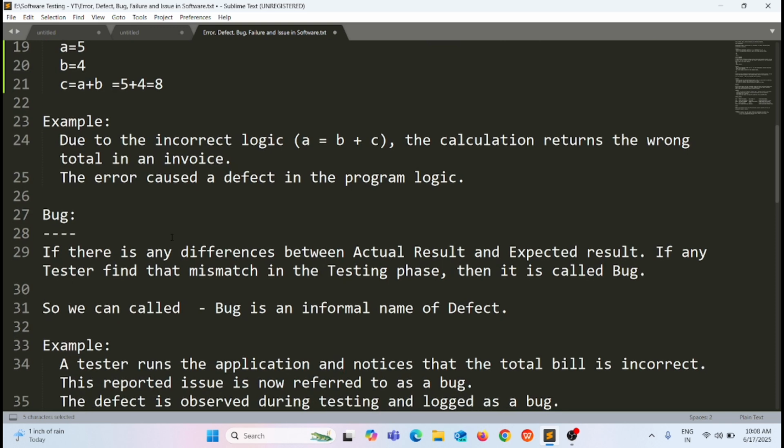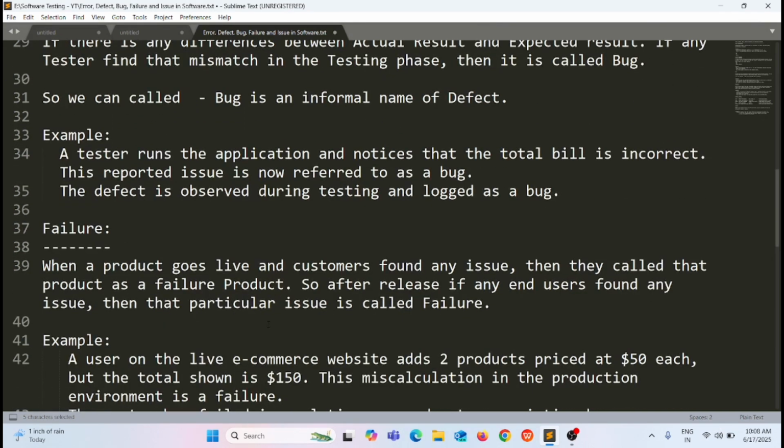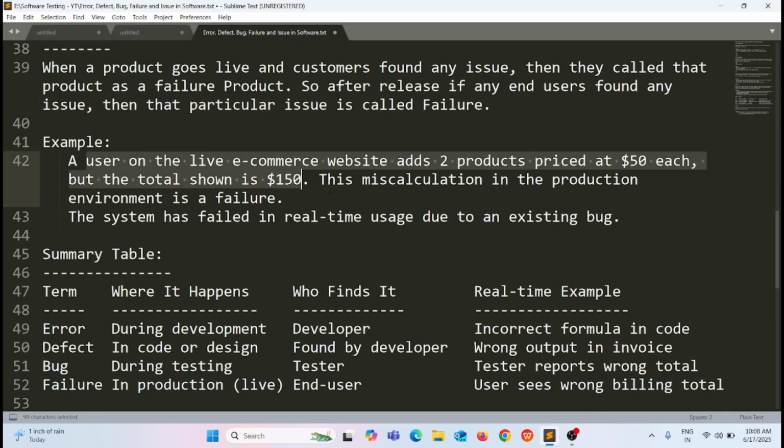Then bug. If there is any difference between expected results and actual results, and a tester finds that mismatch in the testing phase, then that is called a bug. In simple terms, bug is an informal name for defect. Then failure: when a product goes to the live environment and a customer finds issues, they call that product a failure product. So after release, if any end user or customer finds an issue, that issue is called a failure. This is the real-time example.